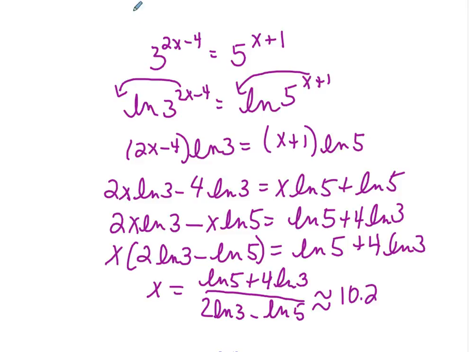So when you have exponential functions, different bases on each side, take the natural log of both sides to get your variables out of your exponent and solve for x.